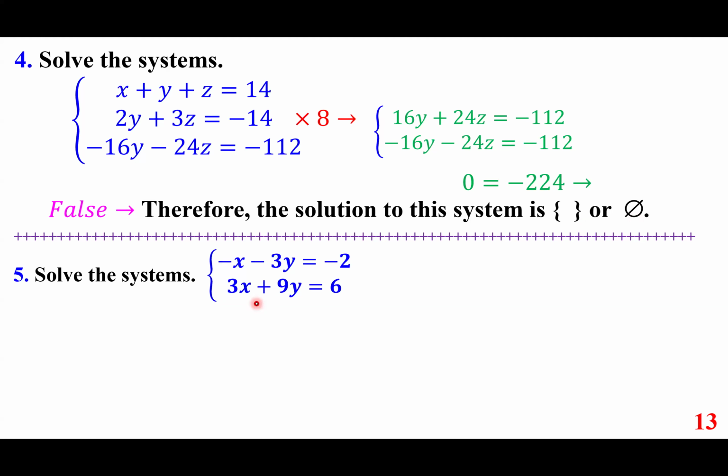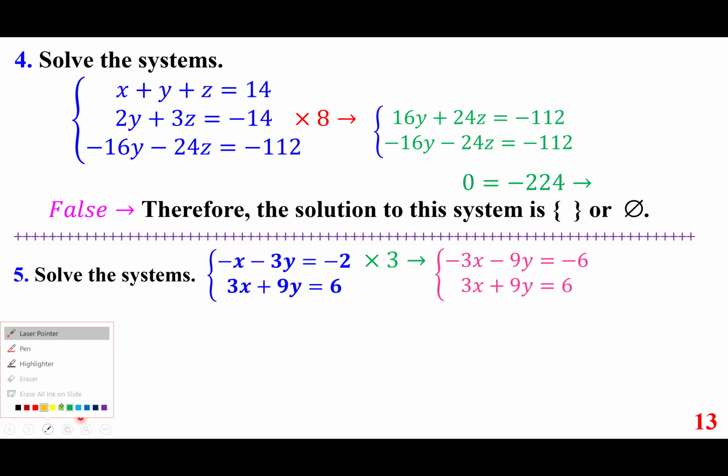We want to solve this system. Notice, if I multiply this one by 3, I can get rid of the x. So let's multiply by 3. This becomes minus 3x, minus 9y, minus 6. And I hope you see that everything cancels out. So you get 0 equals 0, which is a true statement. Now, what is a true statement? It's a dependent system with infinitely many solutions.